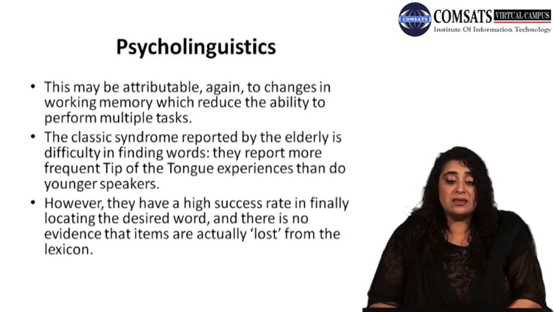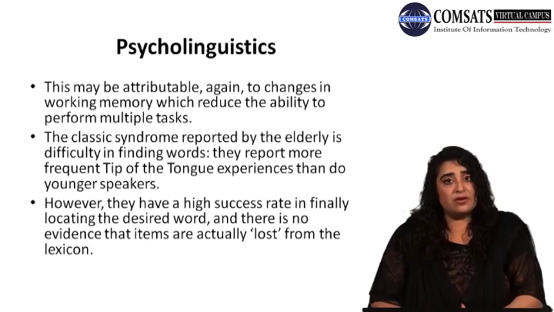Now, the classic syndrome reported by the elderly is difficulty in finding words. That means remembering the vocabulary, or they're thinking about something, but they would have difficulty finding the words to express themselves. Now, they report more frequent tip-of-the-tongue experiences than do younger speakers. So whatever comes to their mind immediately is on the tip of the tongue, while younger speakers might think before they produce the speech.